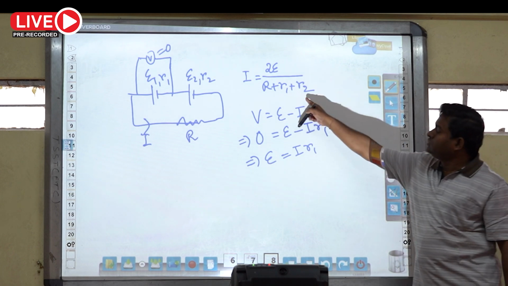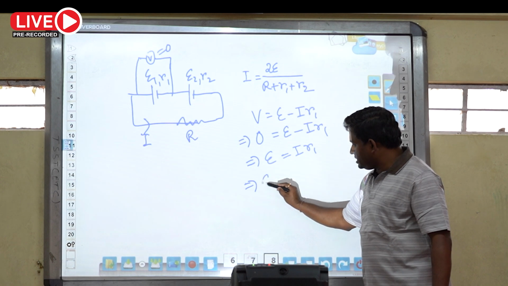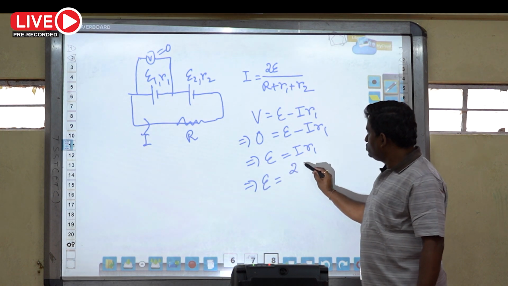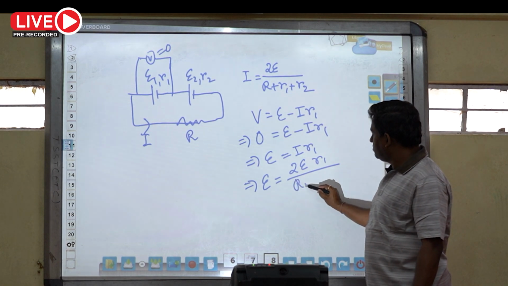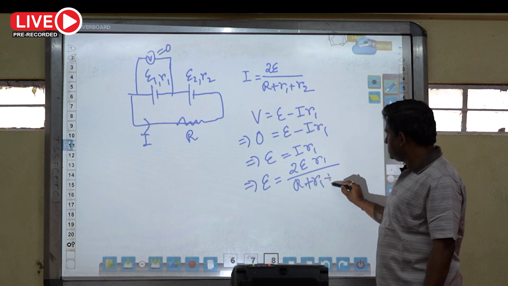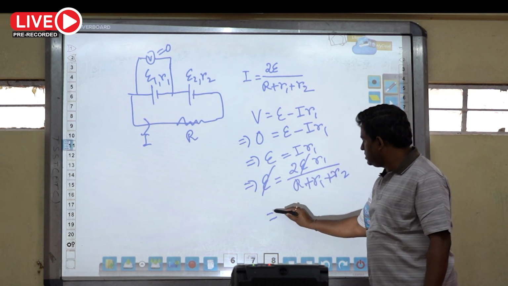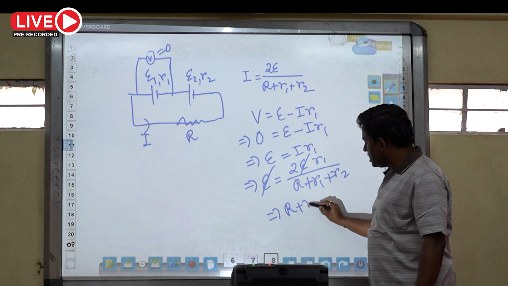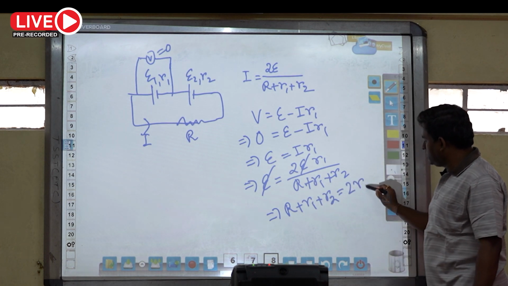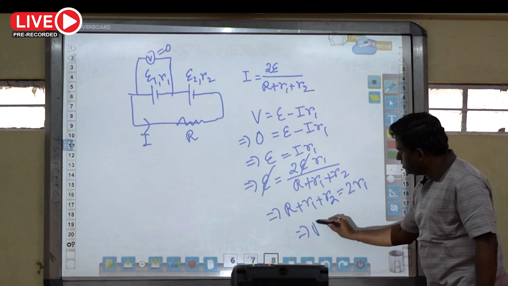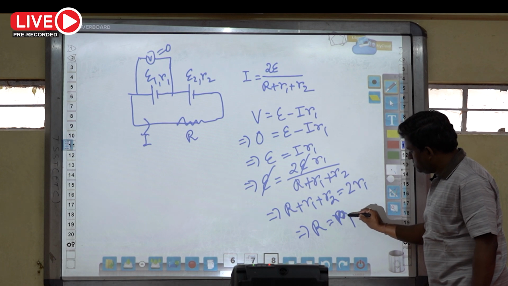Okay, now substitute the expression for I here. So it will be E equal to 2E R1 divided by R plus R1 plus R2. Then E will cancel. It will be R plus R1 plus R2 equal to 2R1. So R will be equal to R1 minus R2.